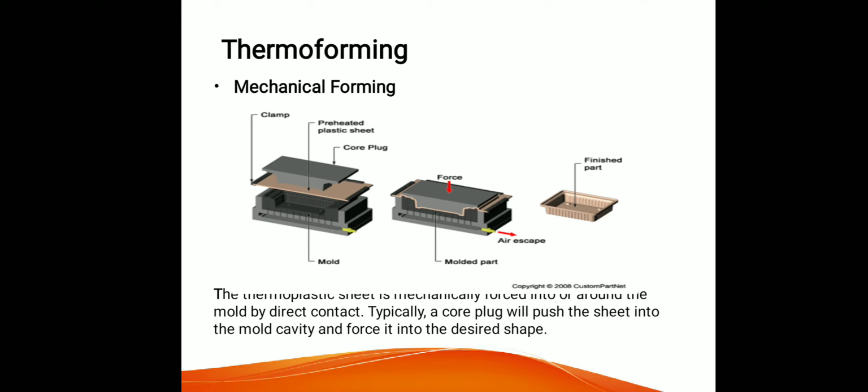So these three types of thermoforming are used for many applications, like fixtures, helmets, containers, and refrigerator inner panels.